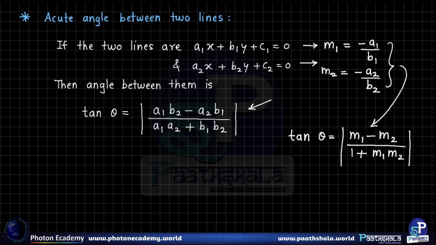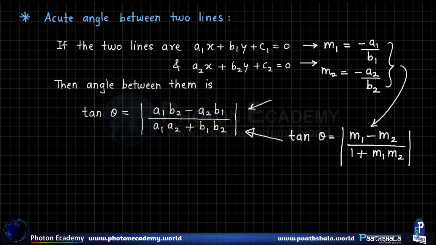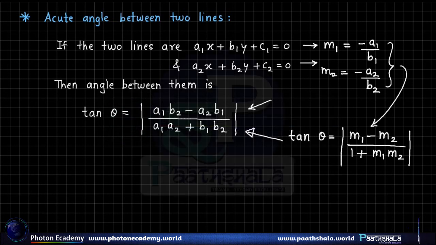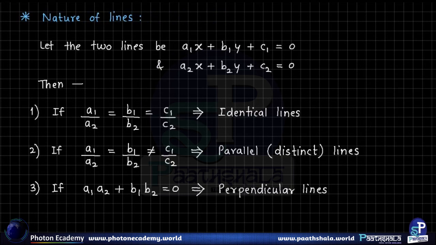When we substitute the values of m1 and m2 from above and simplify, we get the result as shown here, right? That is just another way of writing the formula for the angle between two lines. Based on this, we can also check whether the lines are parallel or perpendicular, that is, the nature of the lines, right?